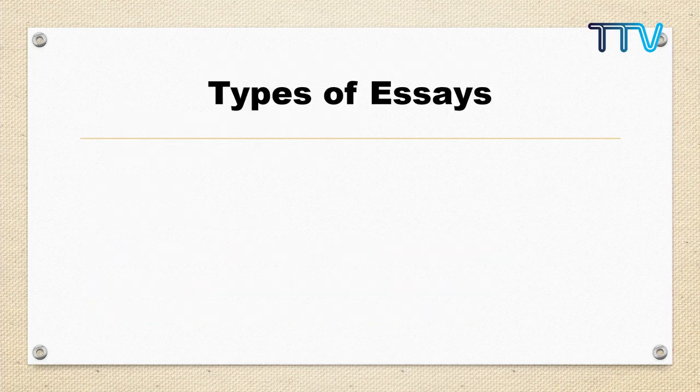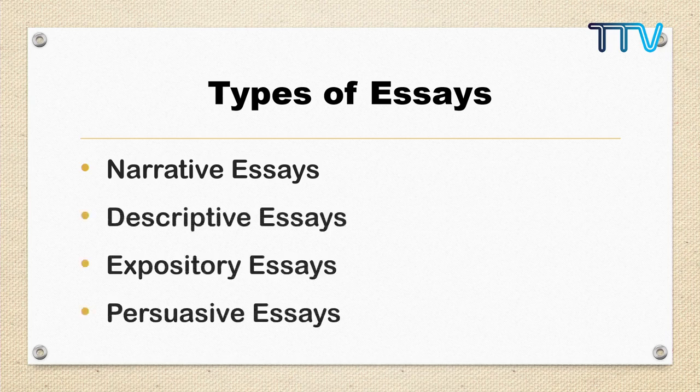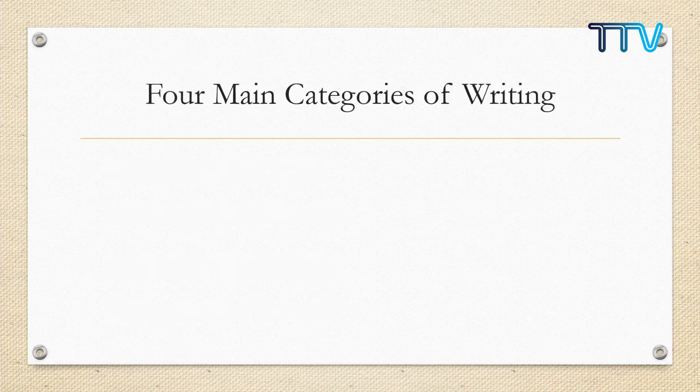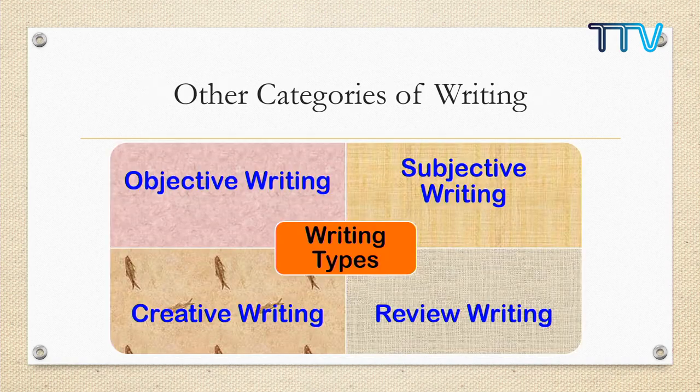And then we talked about types of essays, right? Narrative essays, descriptive essays, expository essays and persuasive essays. Later on I took sessions on narrative and persuasive, whereas Ge Thargela took sessions on descriptive and expository. So these are the 4 main categories of writing. Like I told you, 2 of the types I discussed in detail, whereas the other 2 Ge Thargela discussed. Okay, and then there are other categories also like objective, subjective, creative and review writing.